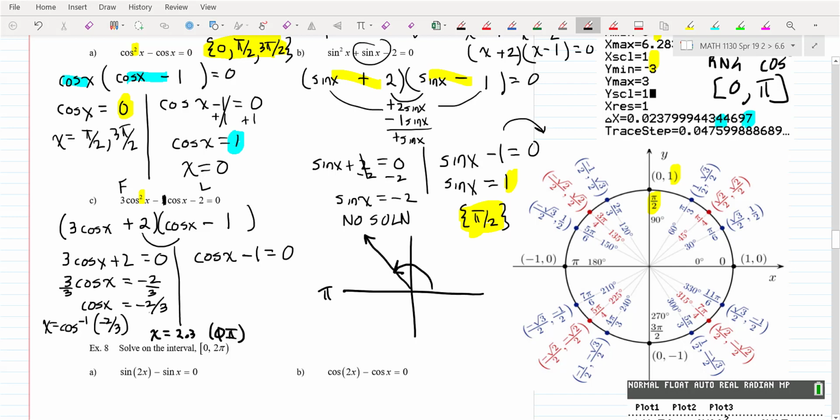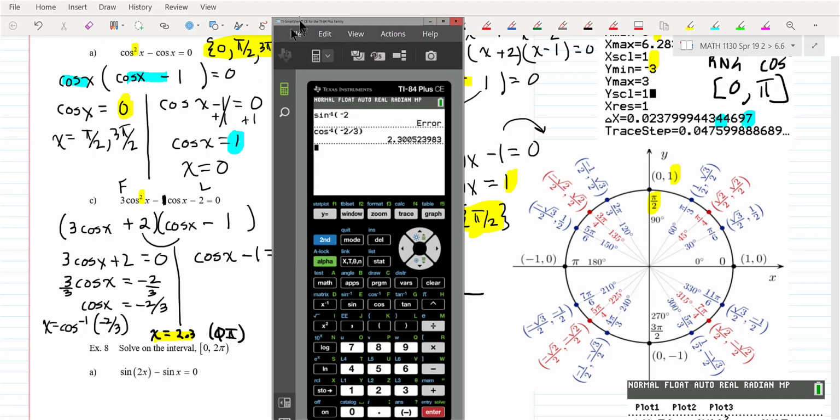So there are 2 places on a circle where the cosine's negative. The cosine is negative in quadrant 2, but it's also negative in quadrant 3. So we have to figure out this reference angle. That's an appropriate answer to the problem right there. But to get this reference angle, we got to go pi minus 2.3. Okay, because we're going halfway around the circle less 2.3. That'll give you the reference angle, which will allow us to get the quadrant 3 answer. So I have to go like this then.